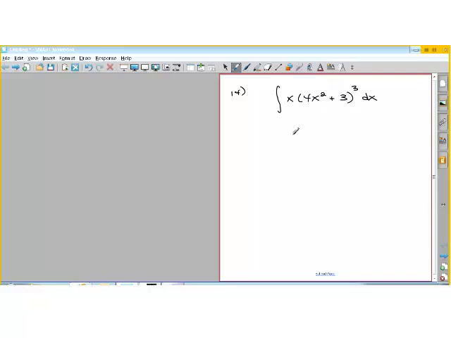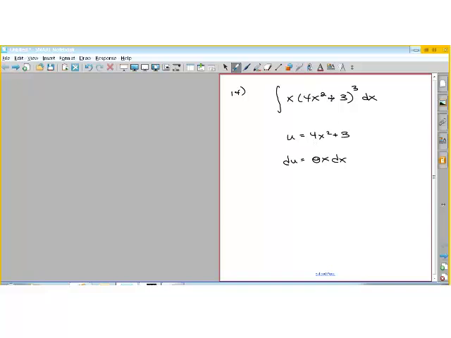Okay, what's in the parentheses? u. Calculate du. So we take the derivative of this with respect to x, and we'll get 8x. So this becomes 8x, this becomes 0, so we have 8x, and we multiply by dx.